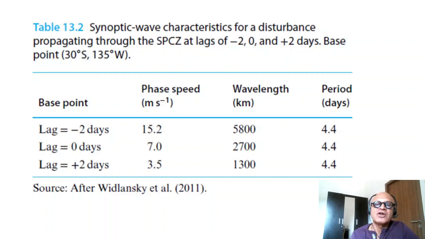If we look at synoptic wave characteristics for a disturbance propagating through the SPCZ at lags of -2, 0, and +2 days, with again base point at 30 south, 135 west, you see that the phase speed drops greatly as you go through the peak convection through this point. So wavelength also drops significantly. So the phase speed is slowing, wavelengths are getting shorter, so wave number is increasing because the period remains the same, or the frequency is imparted by the forcing. So you can see the change in the relative balance terms we talked about.